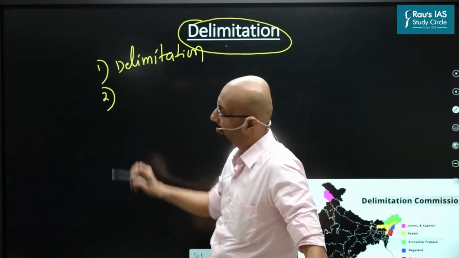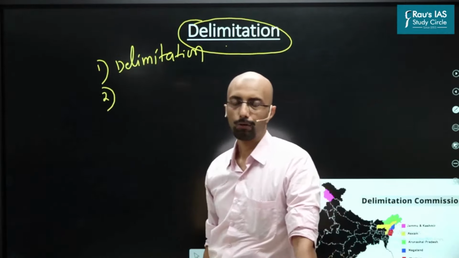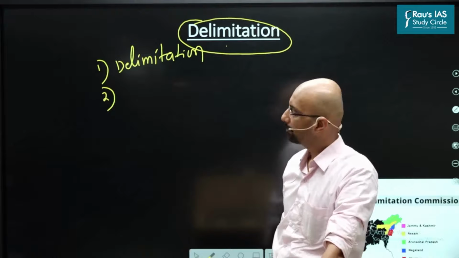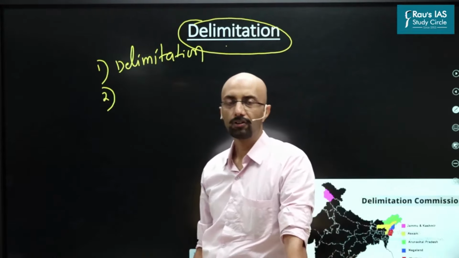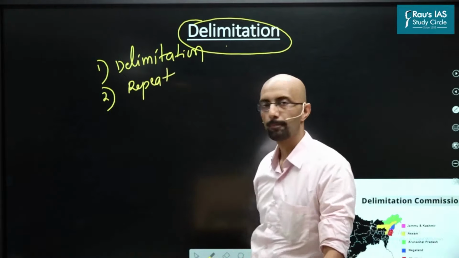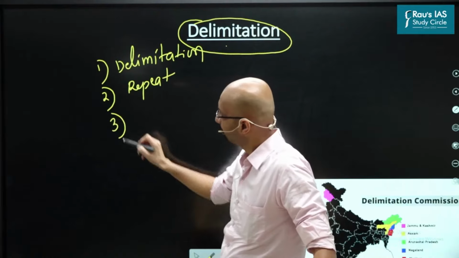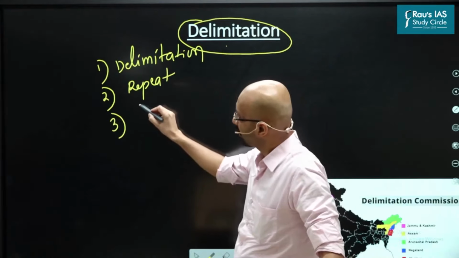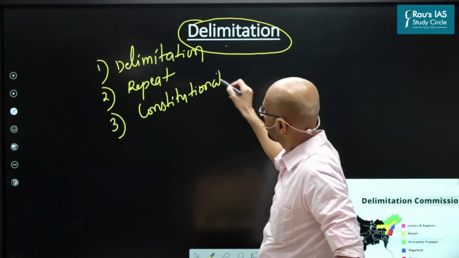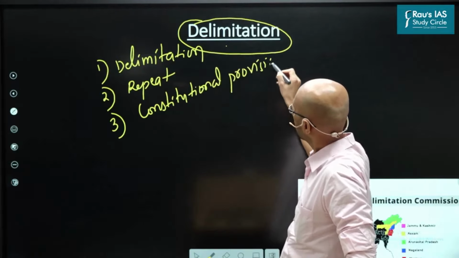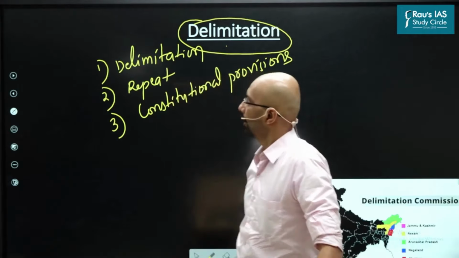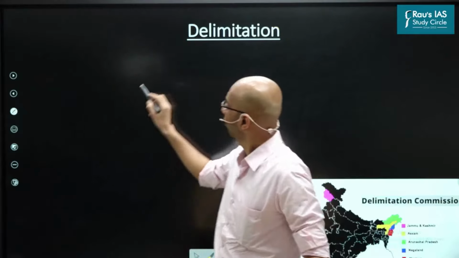Second, we will try to understand why this exercise of delimitation has to be carried out after every few years. In our country, usually, it is supposed to be done after every census. So why do we have to repeat this exercise? And third, we will try to see certain relevant constitutional provisions with respect to delimitation of constituencies. Okay, let us start with first, why do we have to carry out delimitation?